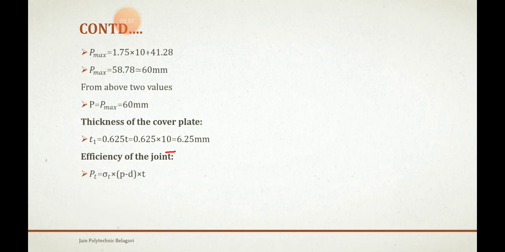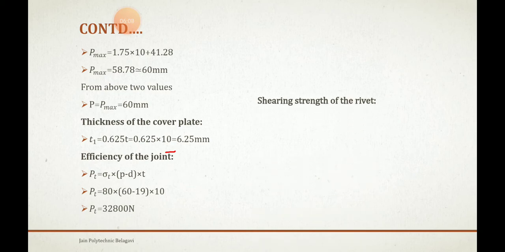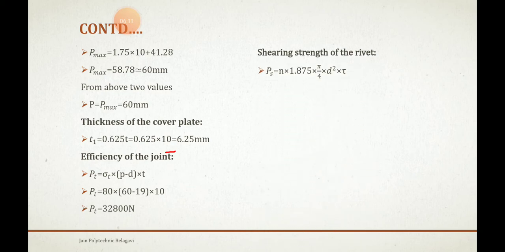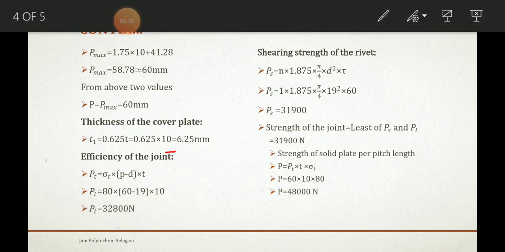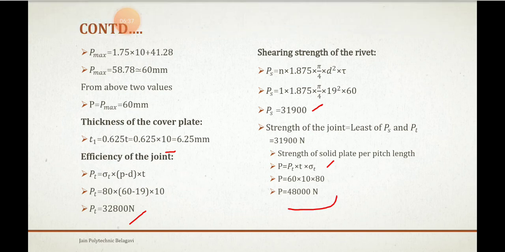Now let us go for finding out the efficiency. Before that you have to calculate the tearing strength, which is equal to 32,800 Newton. Also the shearing strength you have to calculate, which is 31,900 Newton, and you have to take the minimum of PT and PS. So the minimum is how much? 31,900. Next go for calculating the strength of the solid plate, that is P into T into sigma T. So this is nothing but 48,000 Newton, the answer you will get.